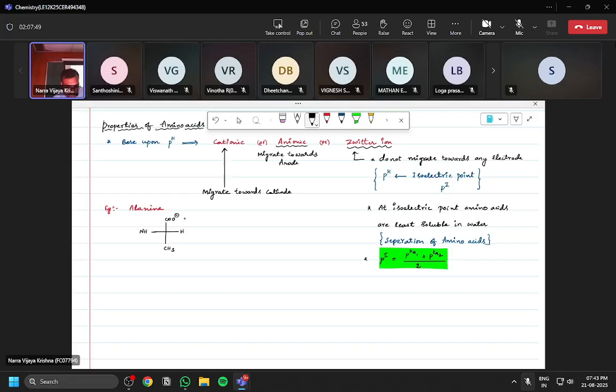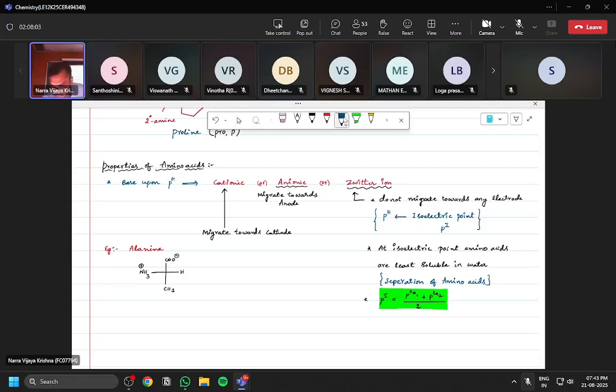That H plus will come here to form NH3 plus. Now what happened? It has both a cationic part as well as an anionic part, right? Better let me write that also. Zwitterion means both positive and negative charges exist. Both positive and negative charge both exist, then it is called a zwitterion.